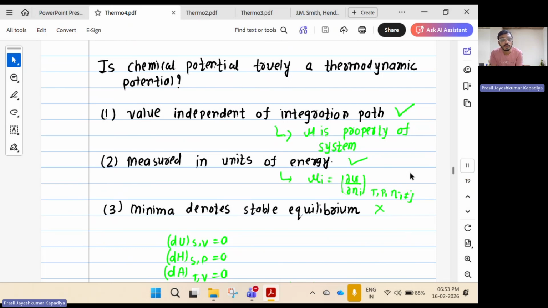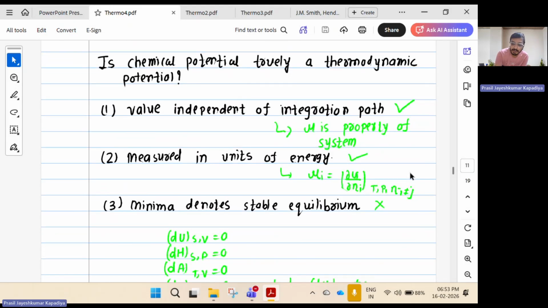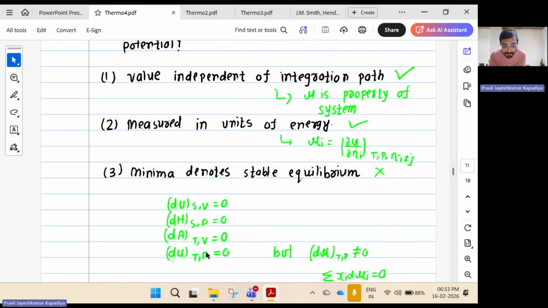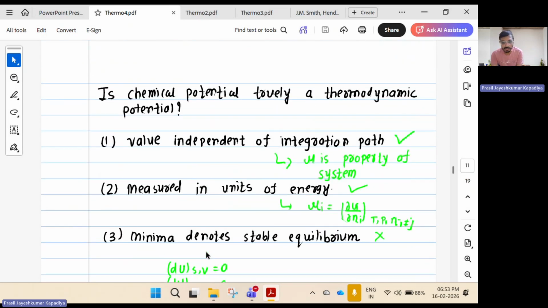The second property is that those are measured in terms of energy. So G, Gibbs free energy, we are anyway calling it energy. Gibbs free energy and Helmholtz free energy have units of energy. The third property is that the minimum denotes the stable equilibrium. So when we were dealing with the closed system, dU at constant S, V should be equal to 0, dH at S, P equal to 0, dA at T, V equal to 0, and dG at T, P is equal to 0.